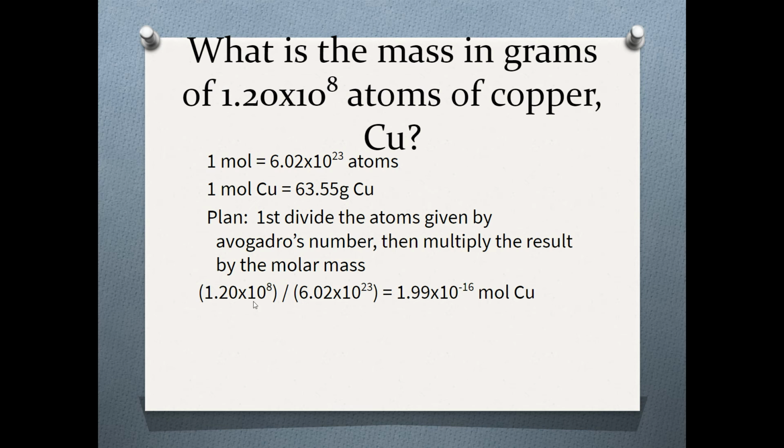So 1.20 times 10 to the 8th divided by 6.02 times 10 to the 23rd is 1.99 times 10 to the negative 16 moles of copper. If I take that result and multiply it by 63.55, I would find that I would have 1.27 times 10 to the negative 14 grams of copper, which is, yes, an impossible amount to see, but we're working with the theoreticals right now.